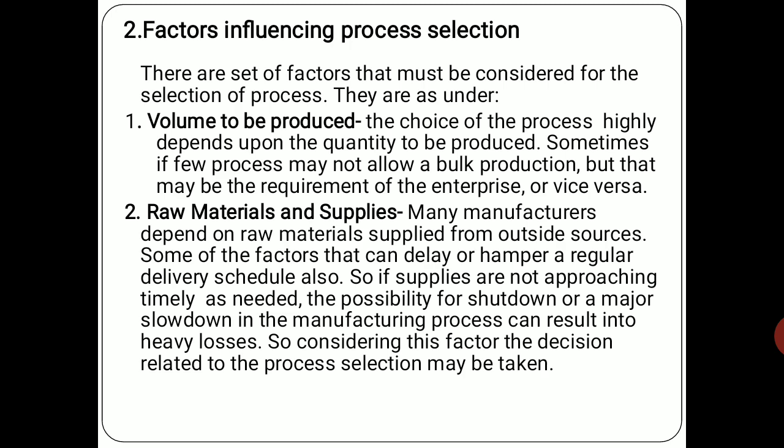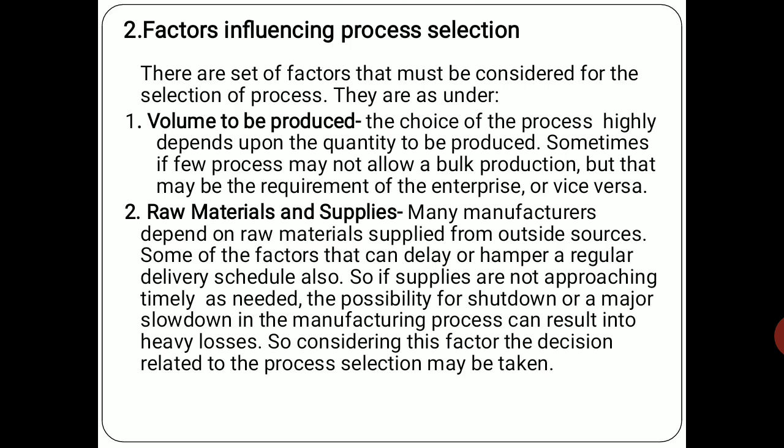Now if this outsourced material is not coming to you in time, then either the unit will get slowed down as far as manufacturing is concerned, or in the worst cases, it may have to shut down also. So that incurs heavy losses eventually. So considering this factor, the decision related to process selection may be made, right? Suppose X is such a kind of process where you need all the outsourced materials, right? Y may be such a process in which the subcomponents can be made in-house. Then you have to see it.